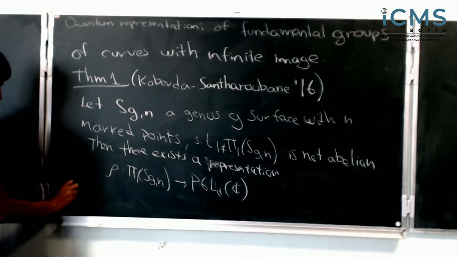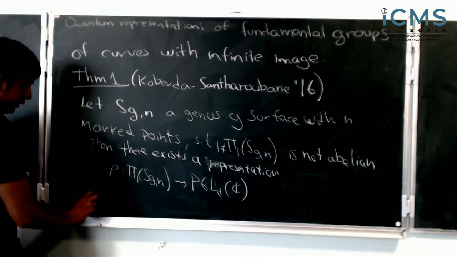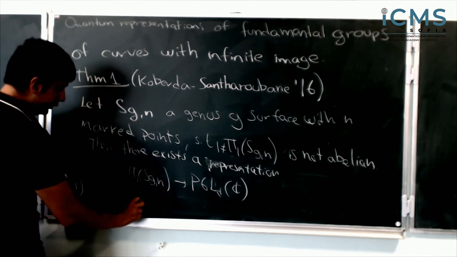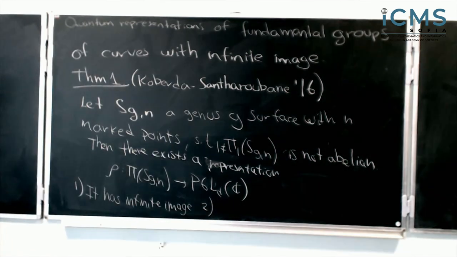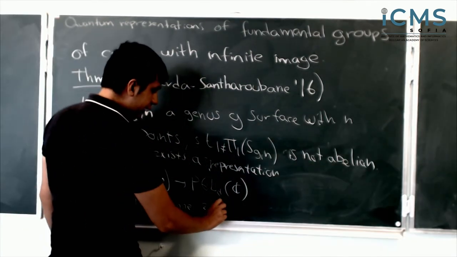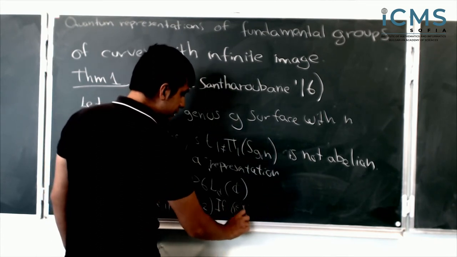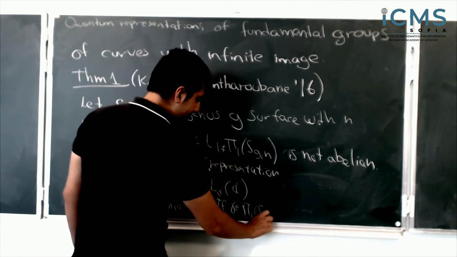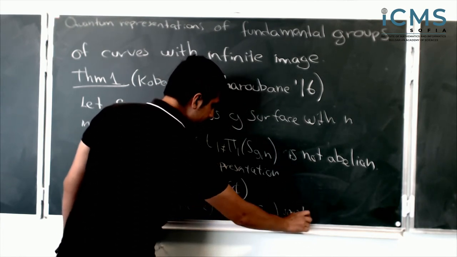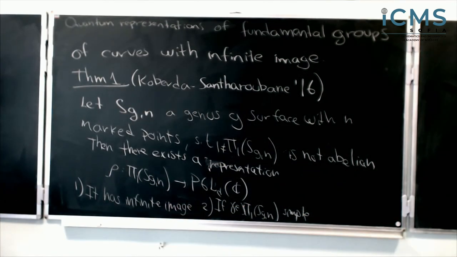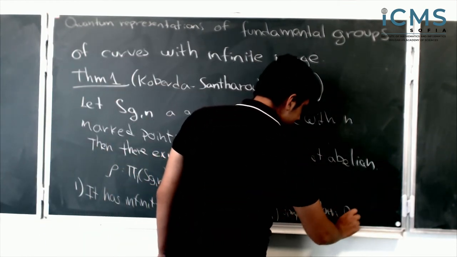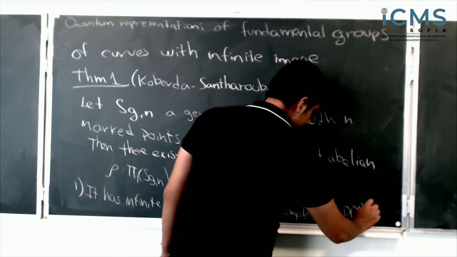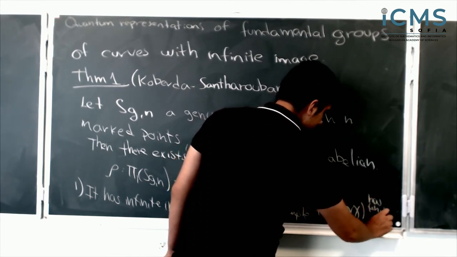satisfying two conditions. The first one is that it has infinite image, and the second one is that if we take a simple curve, by this I mean that the homotopy class in the fundamental group has a representative, a simple curve that only intersects in the base point, then the image of this element has finite order.